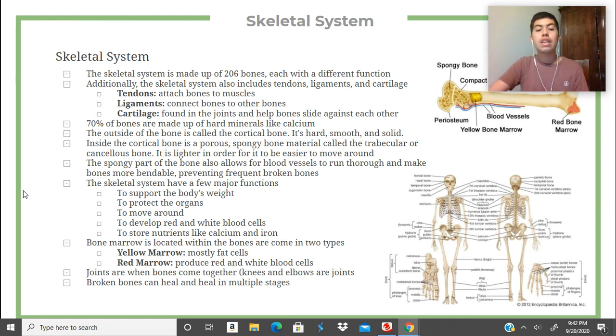And then broken bones can heal in multiple stages. So if you've ever had a broken bone, you know that you get a cast, and then it slowly heals as time goes on.